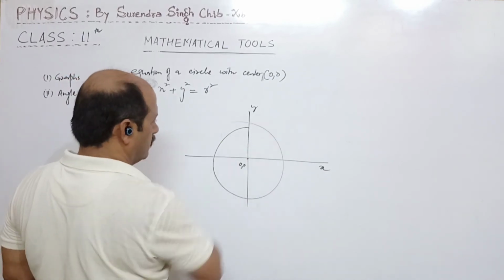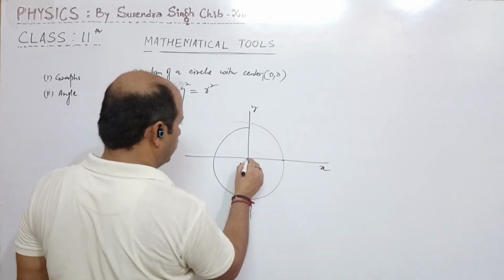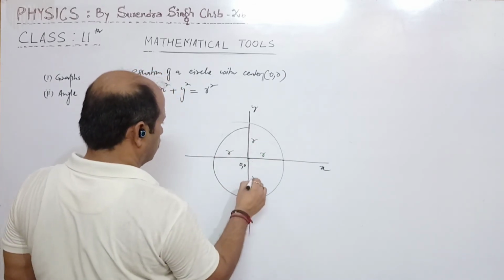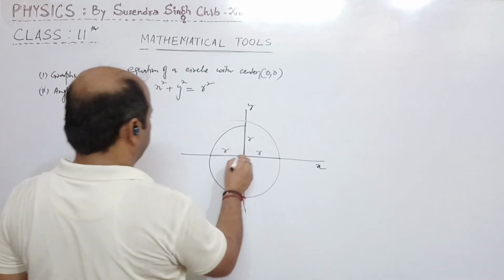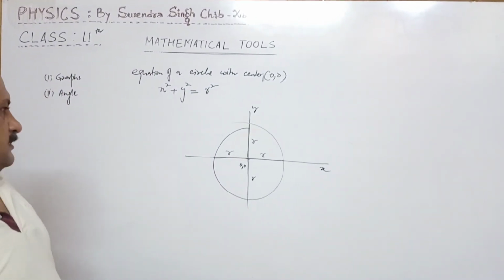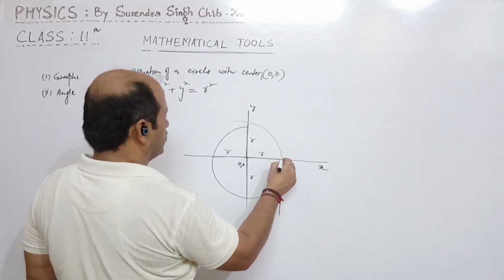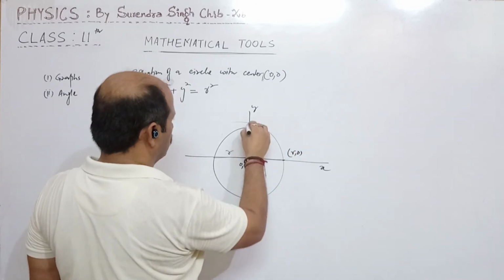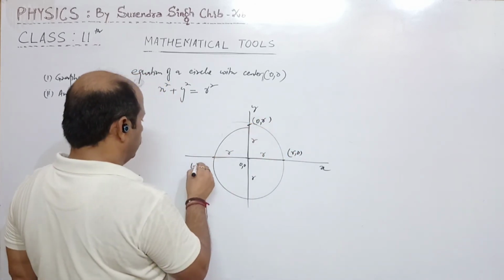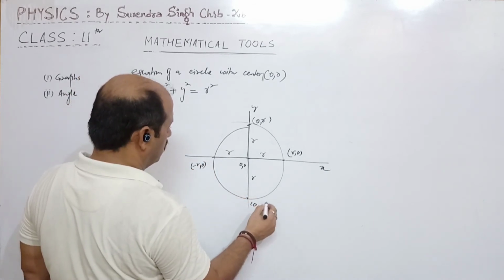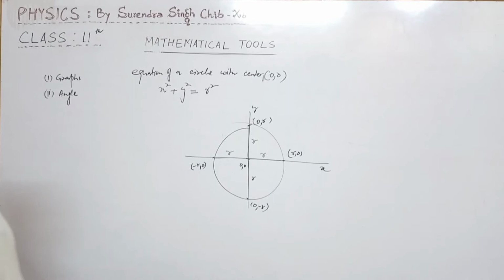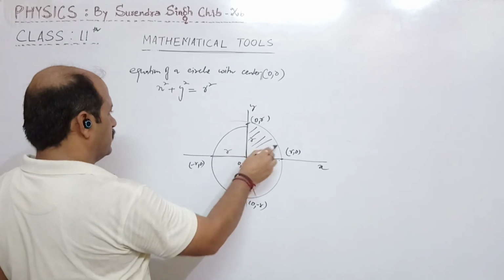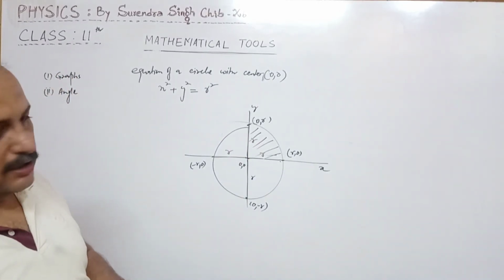उसका ग्राफ ऐसा होगा. This is the origin, this is its radius, here this is r, here it is r, here it is r, here it is r. So this is the center of it. This is the equation of a circle. चारों तरफ से बराबर है और इसके कोऑर्डिनेट्स क्या होंगे? अगर इसका रेडियस r है, it should be r 0, it should be 0 r, it should be minus r 0, and here it is 0 minus r. So this is the equation of a circle, and this is the quadrant, and this is 1/4 of the area of the circle.